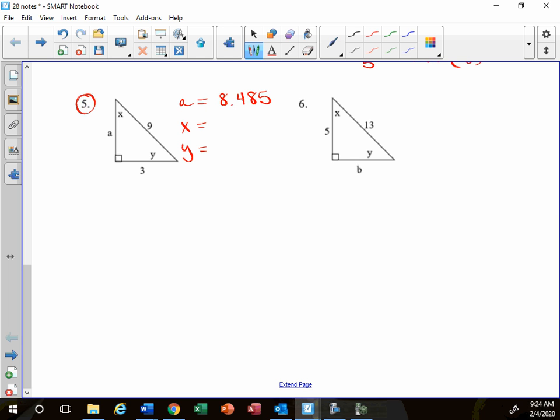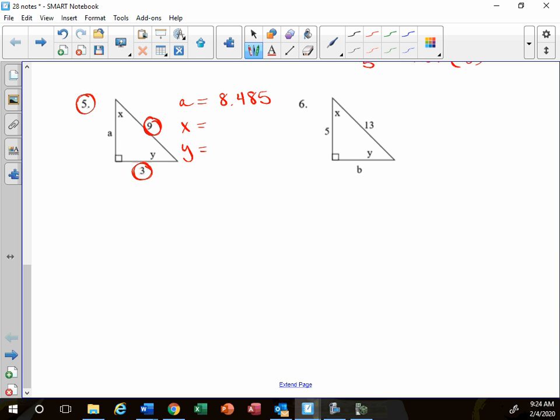All right, guys, first, side A, did you get 8.485? Okay. Did anybody get anything bigger than 9? Like, did we do the Pythagorean theorem wrong? Or okay, good. Do you think I want to use tangent this time? No, I don't. The stuff I know is the 3 and the 9.